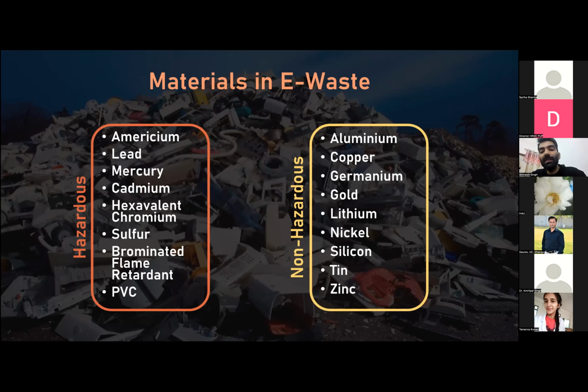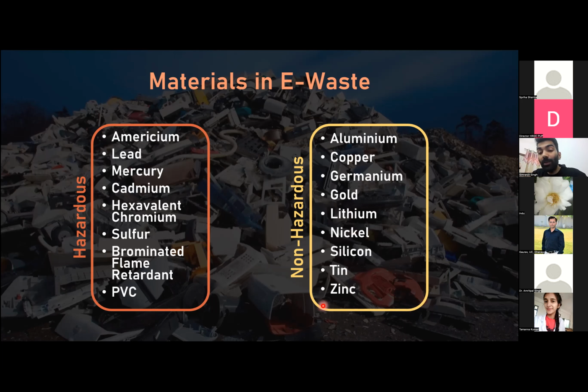There might be others like arsenic, but I have tried to include most of them because, as I told you, I tried to keep my focus on the pertinent issues rather than the specific chemicals and their properties. So, hazardous: americium, lead, mercury, cadmium, hexavalent chromium, sulfur, brominated flame retardants, which are a big problem today, PVC (polyvinyl chloride), aluminium. And on the non-hazardous side, you have aluminium, copper, germanium, gold, lithium, nickel, silicon, tin, and zinc.